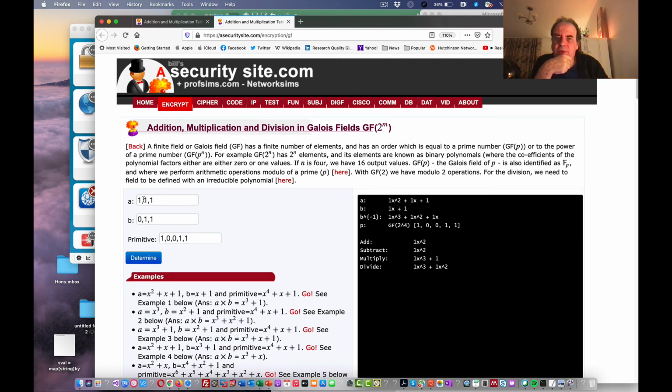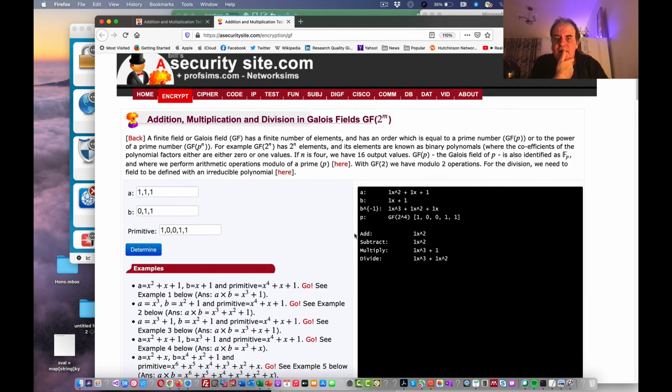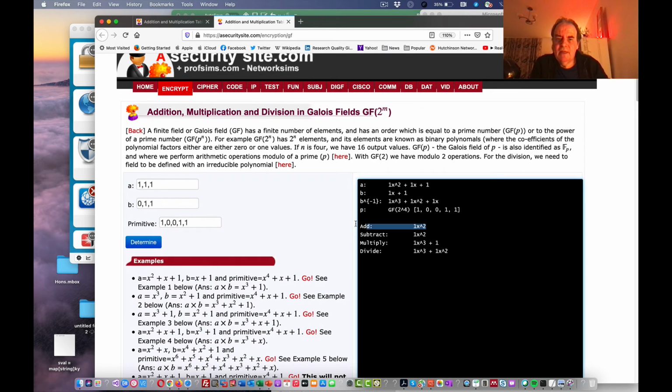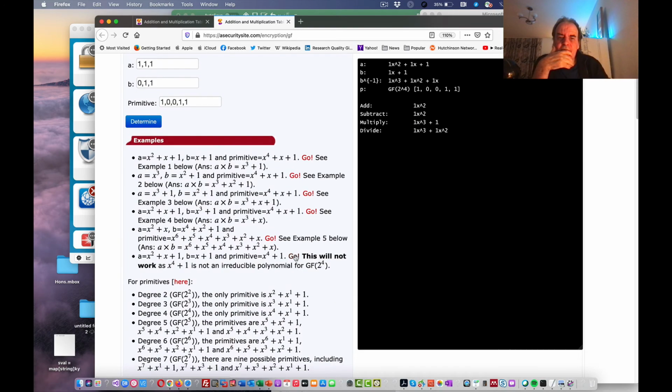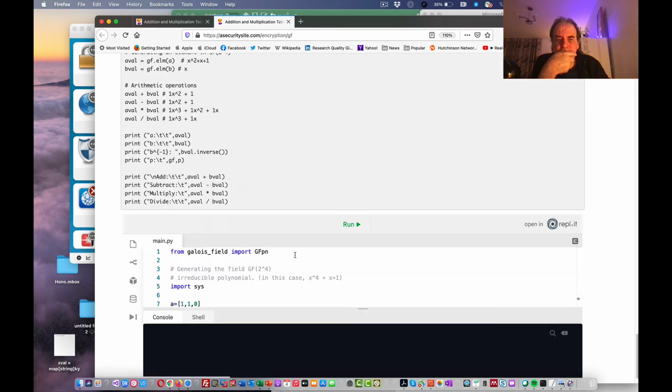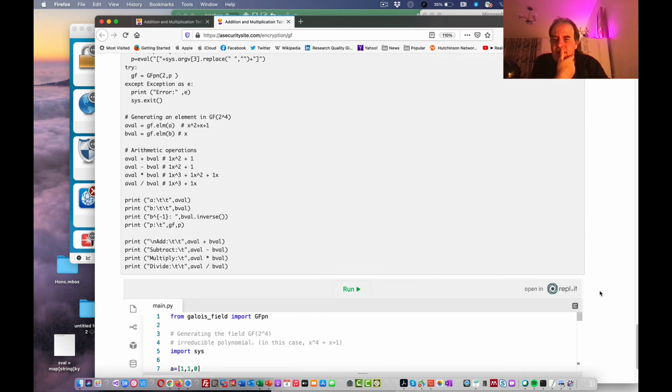Okay, so this is the example here where we have 1, 1, 1 and 0, 1, 1, and this is a primitive here. We'll just run that there, and there's the output that we get there. Just to show that we can change that. There we go. But this is the value here that we get. Okay, so the code that we're using is this code here. If you want to see this running, then there's a Replit site here.